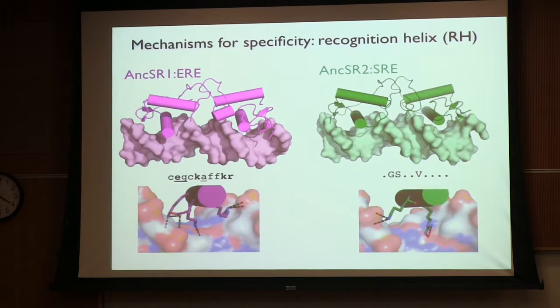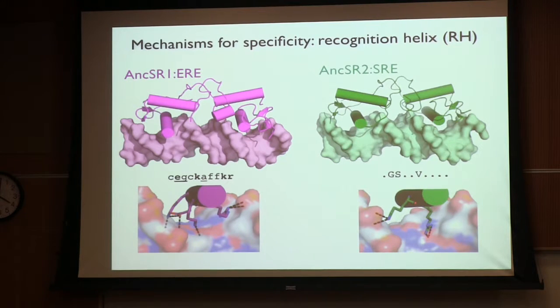So what are our best candidates for a change in half-site recognition? It's the recognition helix. Both of these have this canonical binding motif, which is a 10 amino acid helix, which sits down in the major groove. And the two residues that differ in the half-site between ARE and SRE are right underneath it, right here.